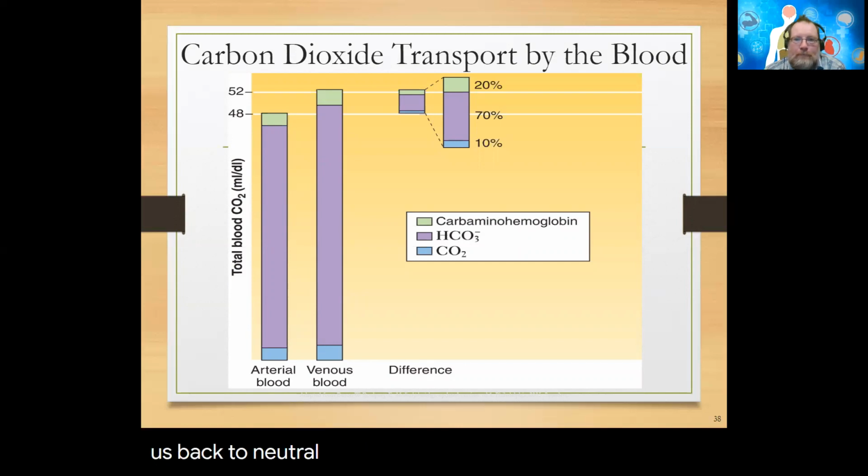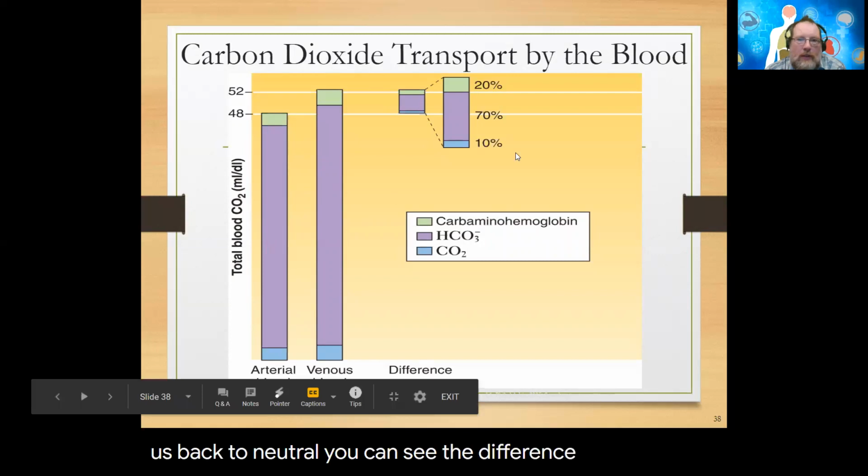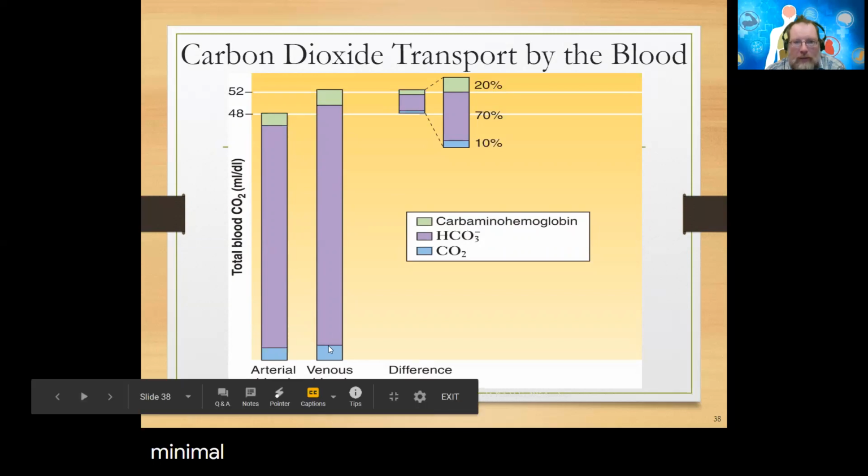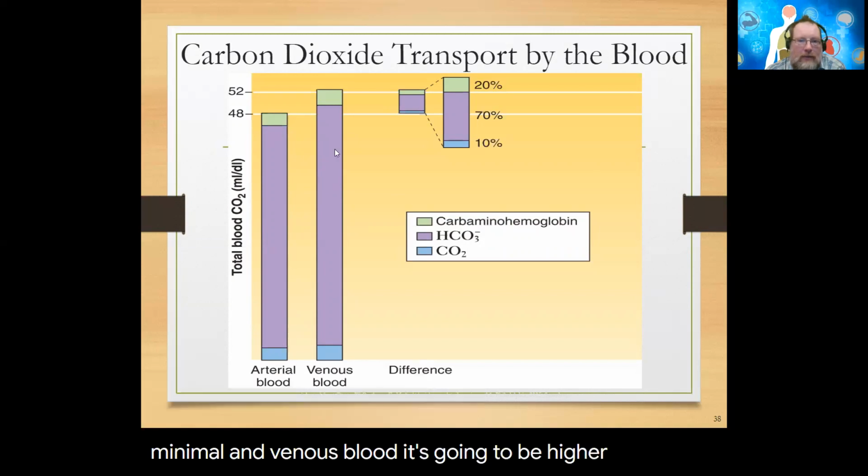Okay. So you can see the difference between arterial blood versus venous blood. And again, we see the carbon dioxide in arterial blood still there. It's very minimal. In venous blood, it's going to be higher. We see higher amounts of bicarbonate and carbaminohemoglobin.